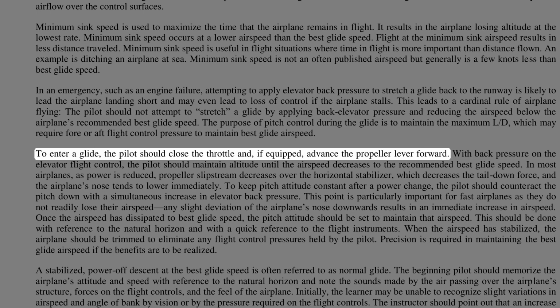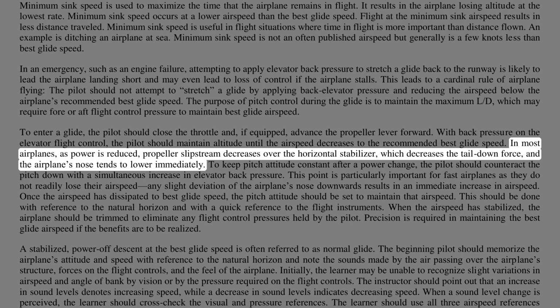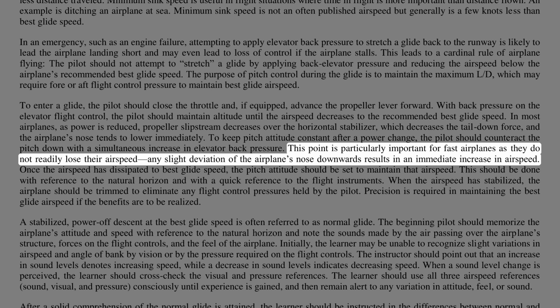To enter a glide, the pilot should close the throttle and, if equipped, advance the propeller lever forward. With back pressure on the elevator flight control, the pilot should maintain altitude until the airspeed decreases to the recommended best glide speed. In most airplanes, as power is reduced, propeller slipstream decreases over the horizontal stabilizer, which decreases the tail downforce, and the airplane's nose tends to lower immediately. To keep pitch attitude constant after a power change, the pilot should counteract the pitch down with a simultaneous increase in elevator back pressure. This point is particularly important for fast airplanes as they do not readily lose their airspeed. Any slight deviation of the airplane's nose downwards results in an immediate increase in airspeed.